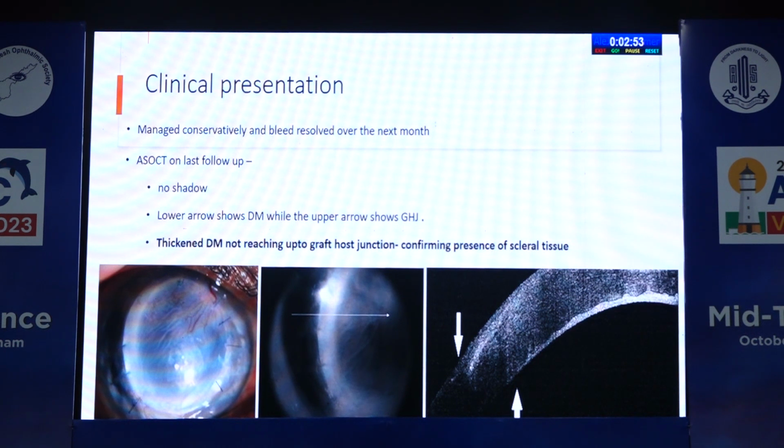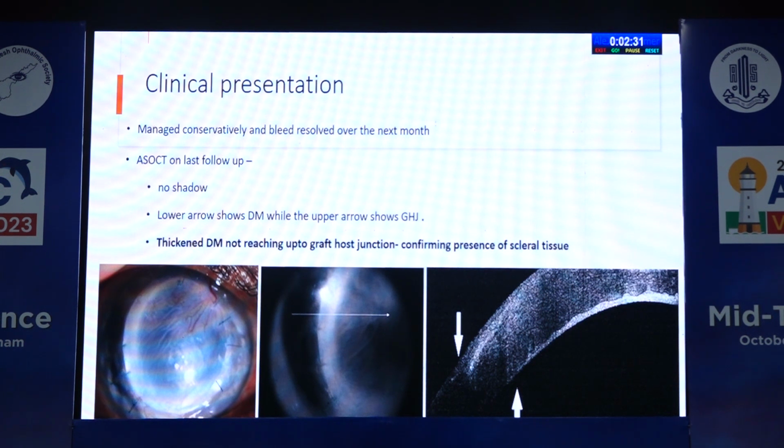You can see in the clinical picture that the bleed has completely resolved and we can see the part of the sclera of the donor tissue. ASOCT on the last follow-up showed, in the lower arrow, the Descemet membrane, while the upper arrow shows the graft-host junction. We can see that the thickened Descemet membrane is not reaching up to the graft-host junction, which further confirms the presence of the scleral tissue.